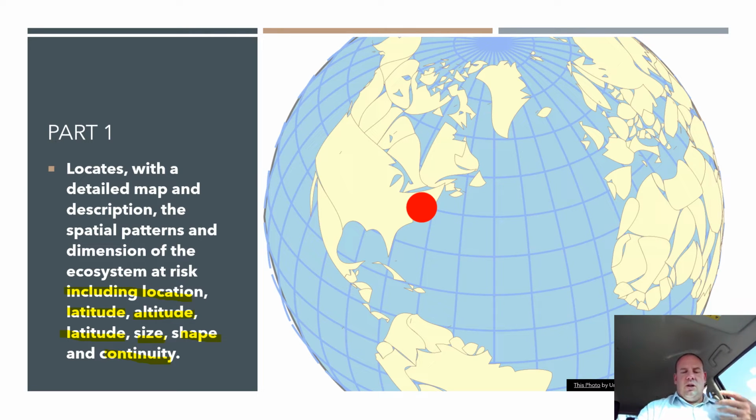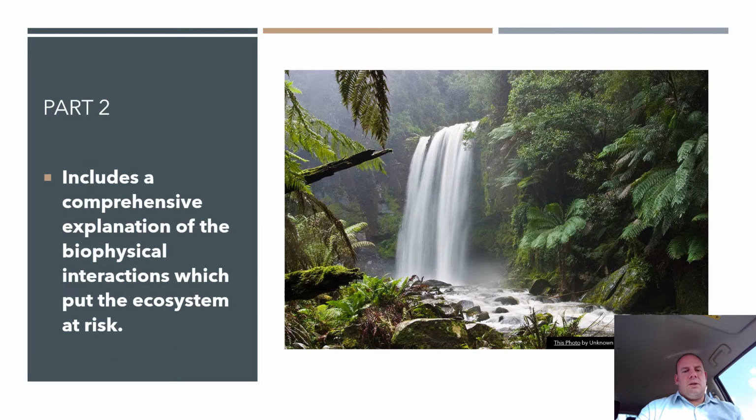So part one, you're just setting the scene, you're telling me where it is, you're telling me latitude, longitude, that type of thing. Quite straightforward and quite easy, and that's where you'll get a lot of marks. The next part, you've got to include a comprehensive explanation of the biophysical interactions. So first of all, an explanation, you've got to tell me the how and why. What are the biophysical interactions and how are they operating at that ecosystem?